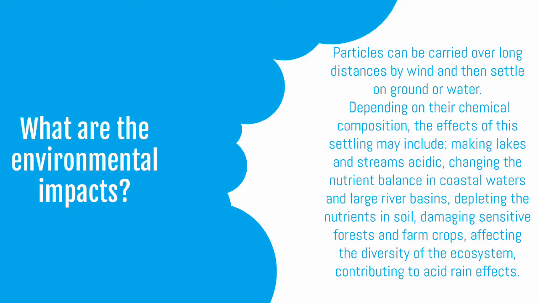There are also some environmental impacts. Particles can be carried over long distances by wind and then settle onto ground or water. Depending on the chemical composition, the effects of this settling may include making lakes and streams more acidic, changing the nutrient balance in coastal waters and large river basins, depleting nutrients in soil, damaging sensitive forests and farm crops, affecting the diversity of the ecosystem, and contributing to acid rain effects.